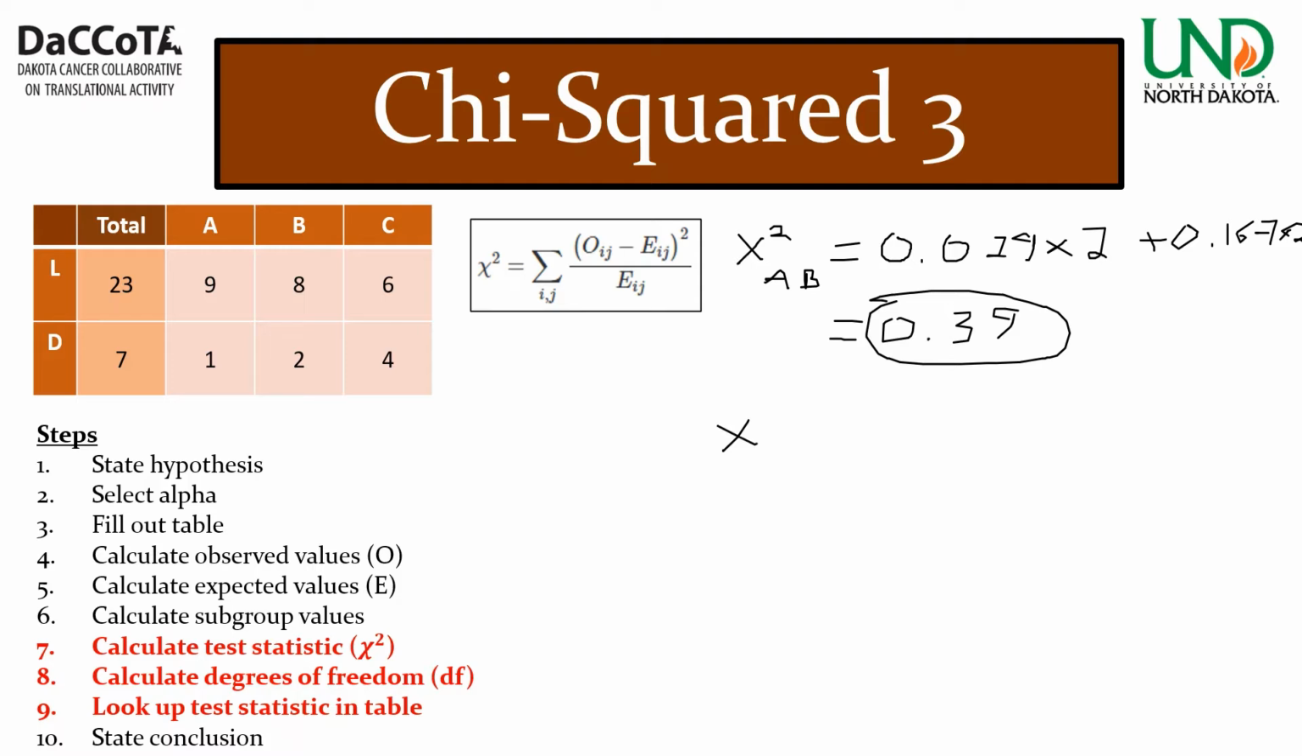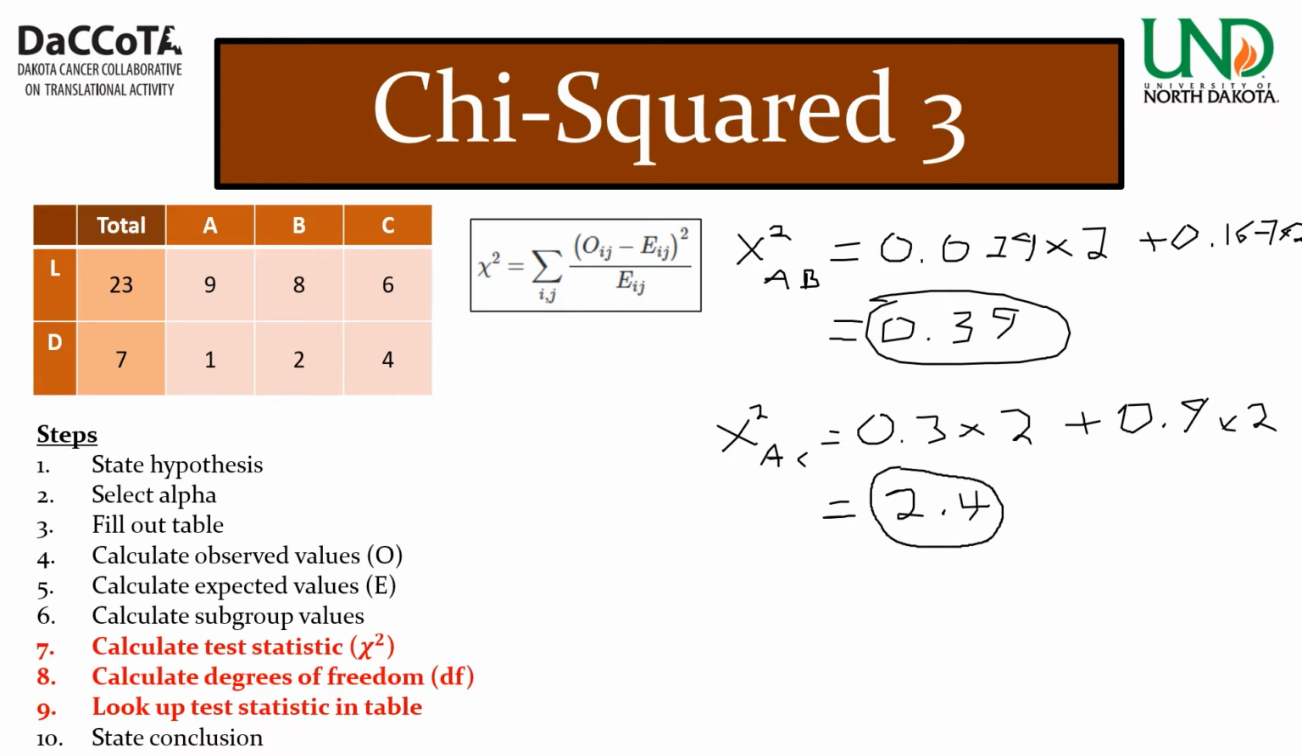For A and C, it was 0.3 times 2 plus 0.9 times 2, which gives us 2.4. You see, this is much larger. The larger the test statistic, the more likely it is to be significant, more likely to be a real difference.